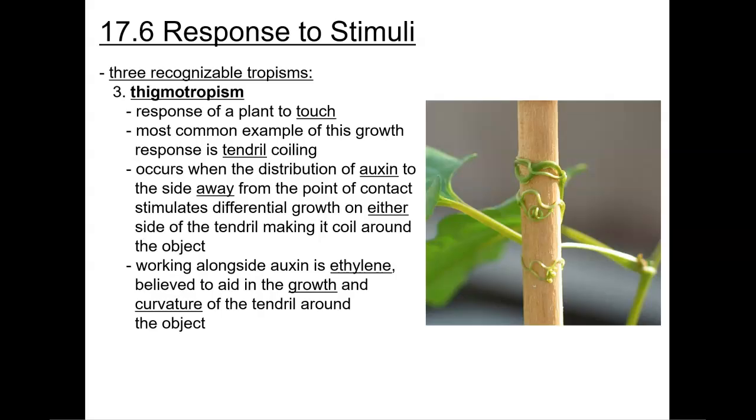Thigmotropism is a response of a plant to touch. The most common example of this growth is going to be tendril coiling. This occurs when the distribution of auxin to the side away from the point of contact is stimulated, and it's going to cause growth on either side of the tendril, making it coil around the object. Working alongside auxin is also going to be ethylene, which is believed to aid in the growth and curvature of this tendril around the object.